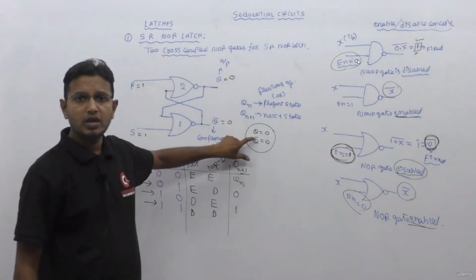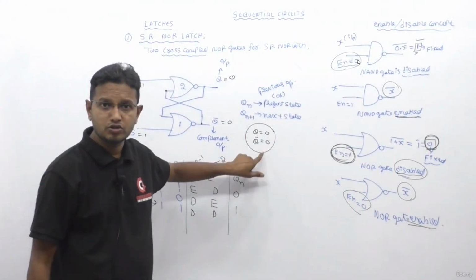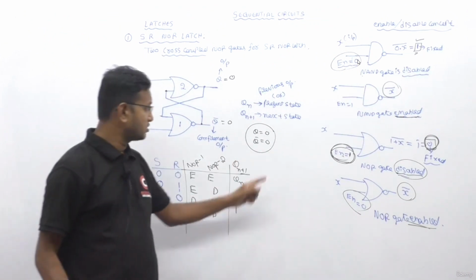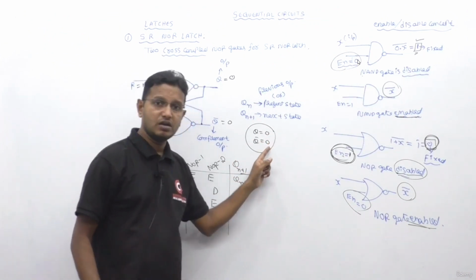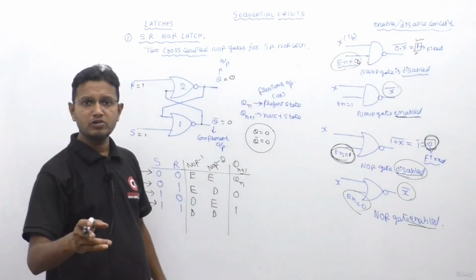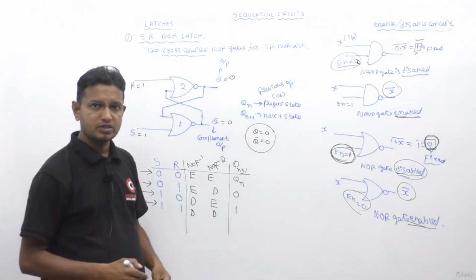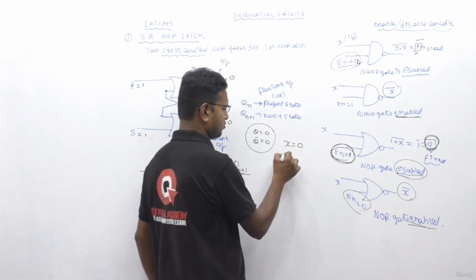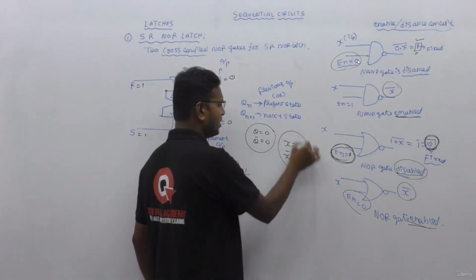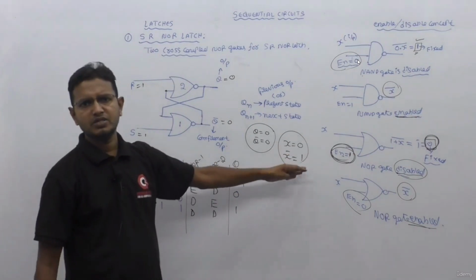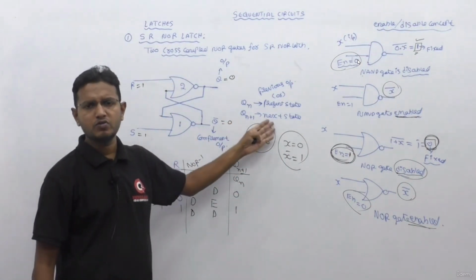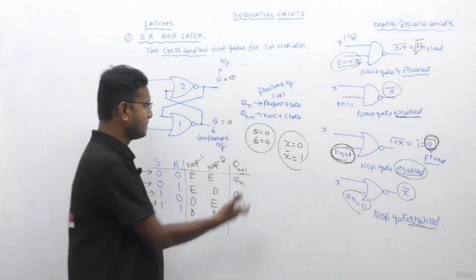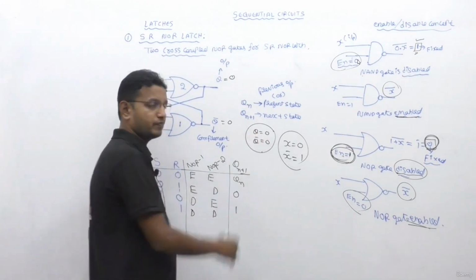Is this possible in Boolean algebra? If q equal to 0 and q bar equal to 0, this is practically impossible. Why? Because in Boolean or switching algebra, if some Boolean variable x equal to 0, x bar has to be 1. X bar can't be 0. Here q is some Boolean variable. If q equal to 0, q bar has to be 1. But q bar is 0.